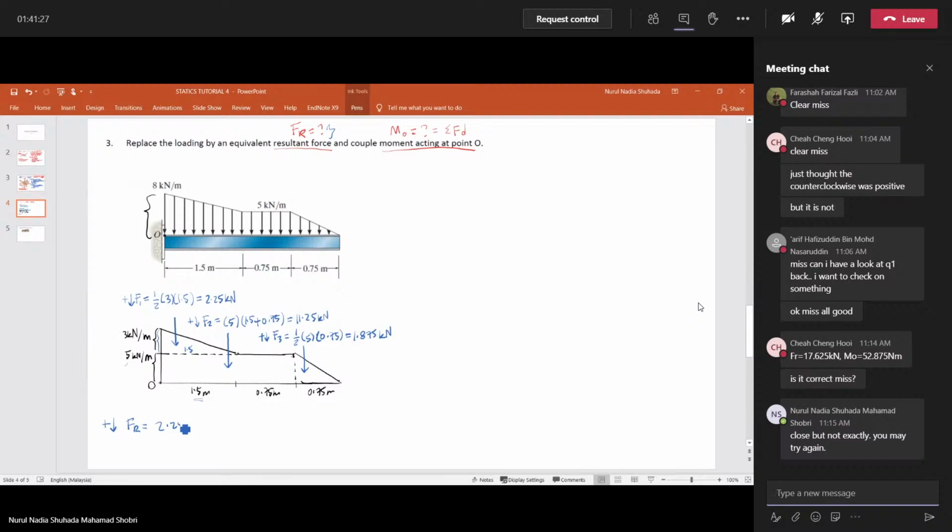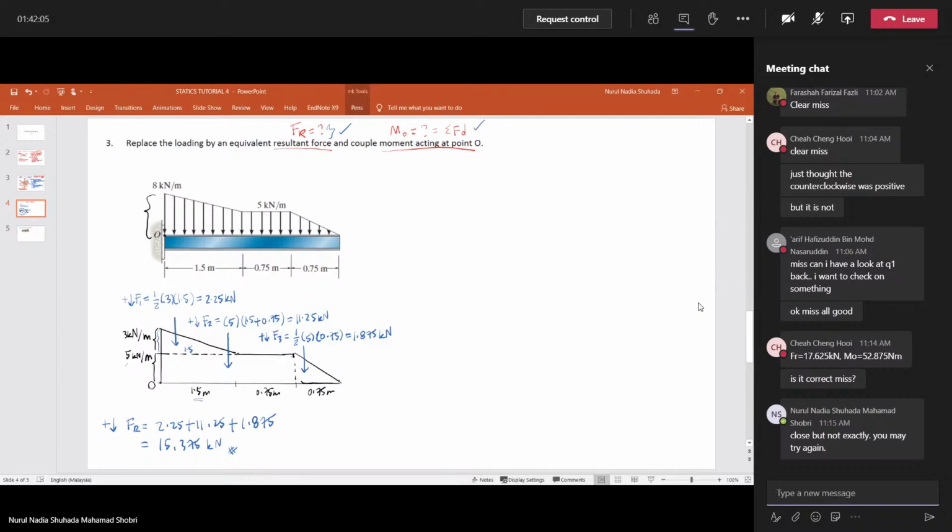So 2.25 plus 11.25 plus 1.875. Then you guys get 15.375 kilonewton. Okay. So now we already settled the resultant force, and now we have to find the moment acting at point O.